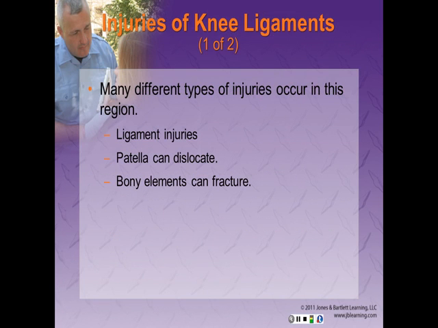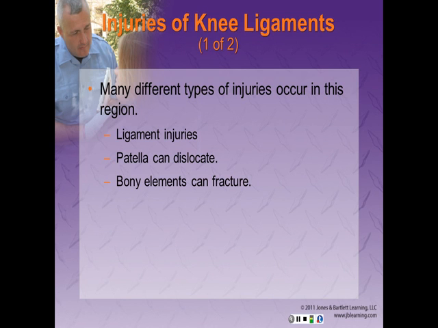Injuries of knee ligaments. The knee is very vulnerable to injury, therefore many types of injuries occur in this region. Ligament injuries range from mild sprains to complete dislocation of the joint, and the patella can also dislocate. All of the bony elements of the knee can fracture, and the knee is especially susceptible to ligament injuries, which occur when abnormal bending or twisting forces are applied to the joint.